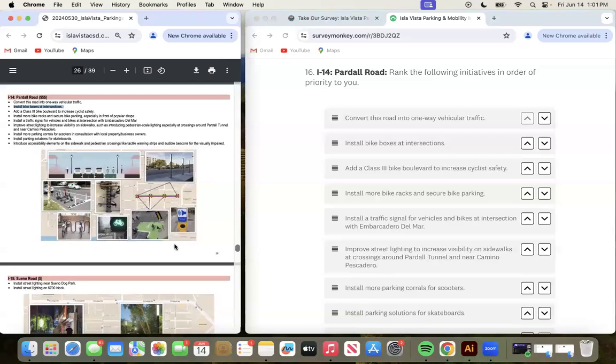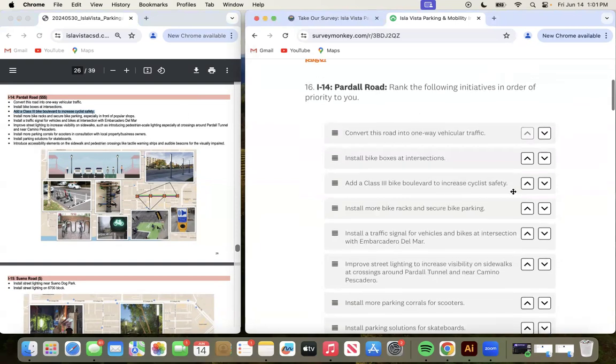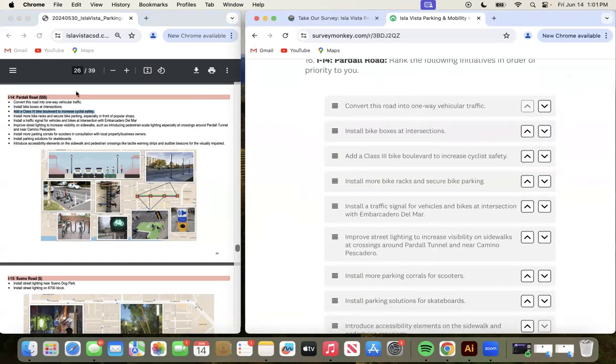You can see a photo right here of a bike box, and you can envision what that might look like on Pardal Road. You can also see here, you want to add a Class 3 bike boulevard to increase cyclist safety. And you can see that on the survey here. And there's a photo of that on the packet right here. So before you go ahead and rank these, make sure you familiarize yourselves with each of the initiatives, take a look at the accompanying photos.